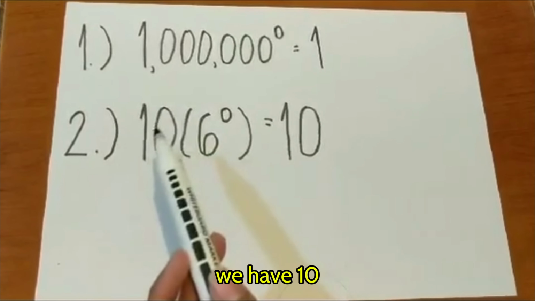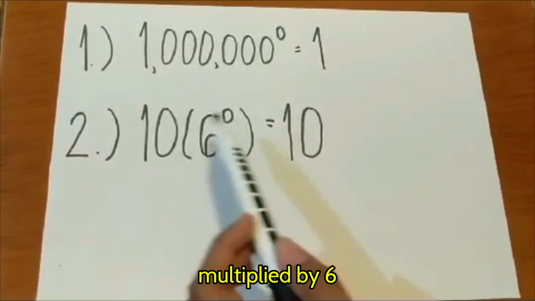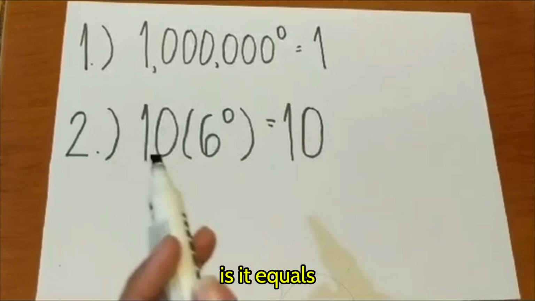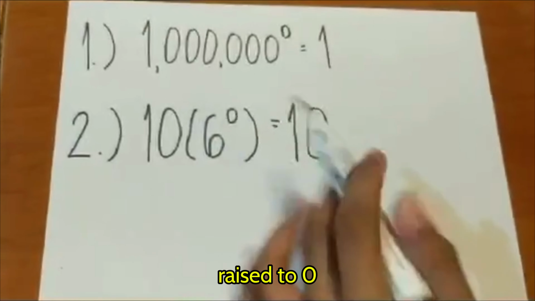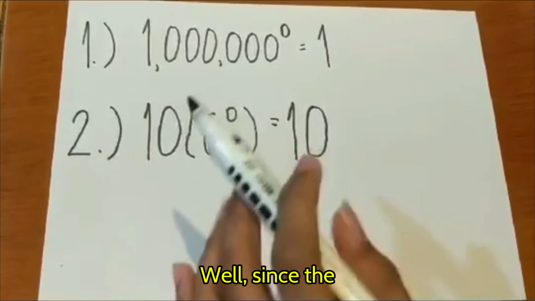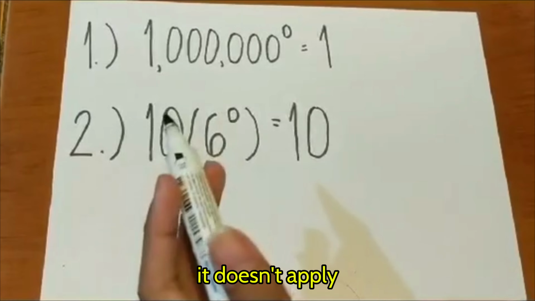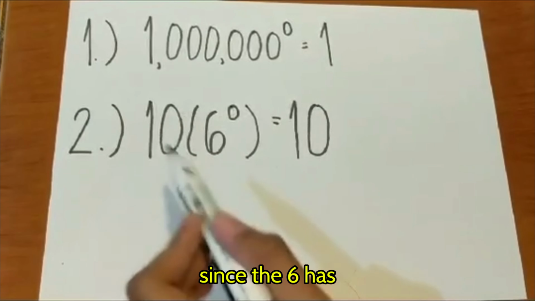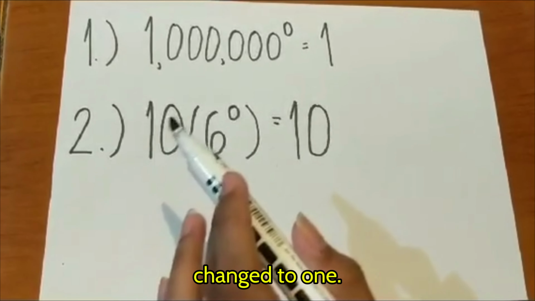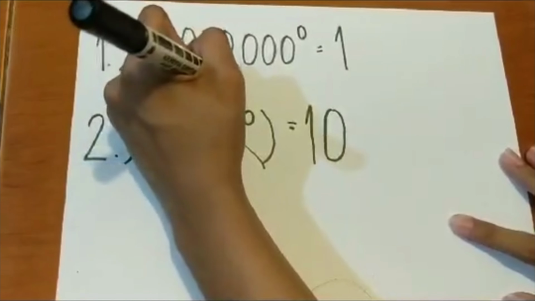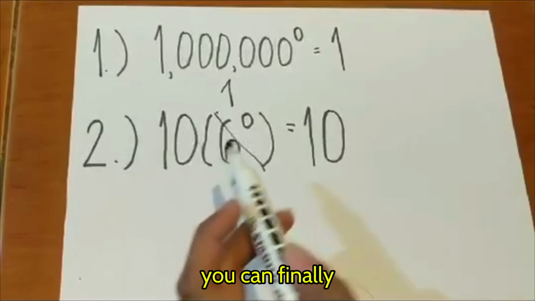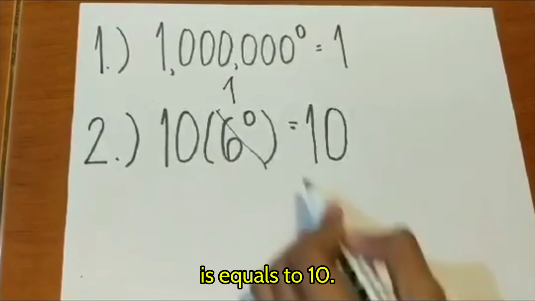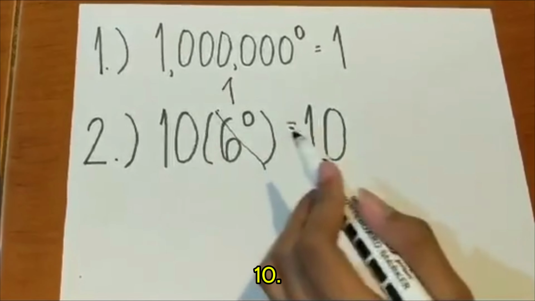Number 2. Here we have 10 multiplied by 6 raised to the power of 0 equals 10. You may wonder, why is it equal to 10 when any non-zero number raised to 0 is equal to 1? Well, since the 0 exponent is in the parentheses, it doesn't apply to the 10 because it's placed outside. And since the 6 has an exponent of 0, it would be changed to 1. Then you can finally multiply it. So 10 times 1 is equal to 10. Therefore, the answer is 10.